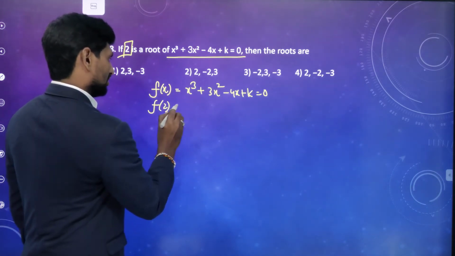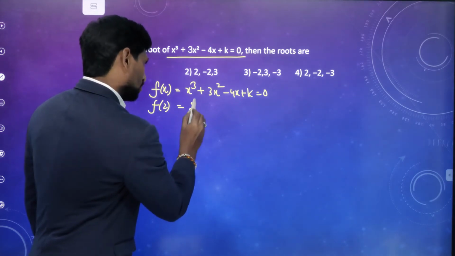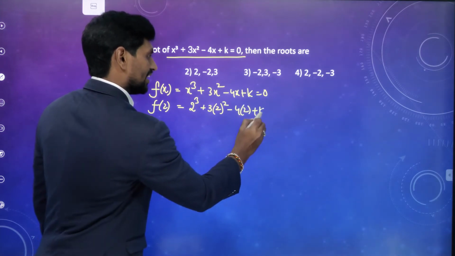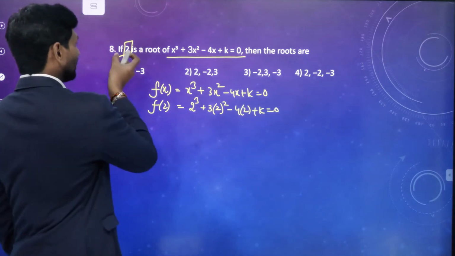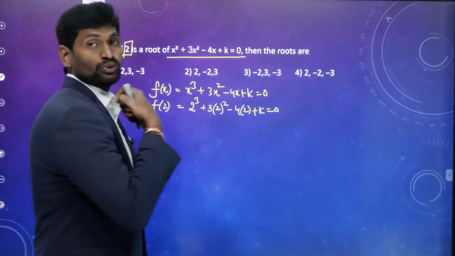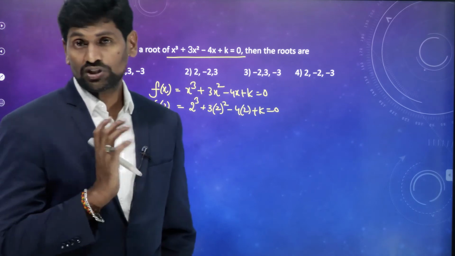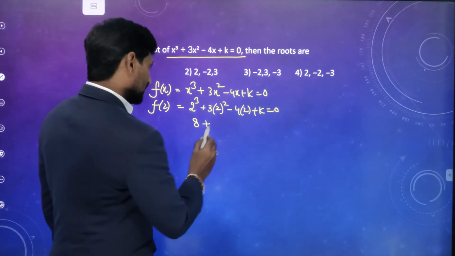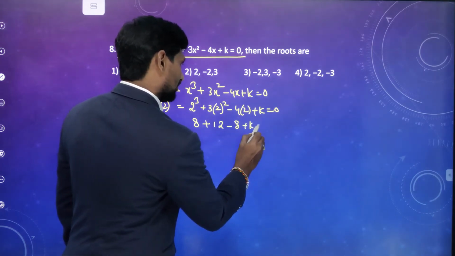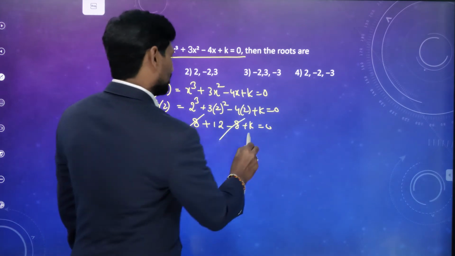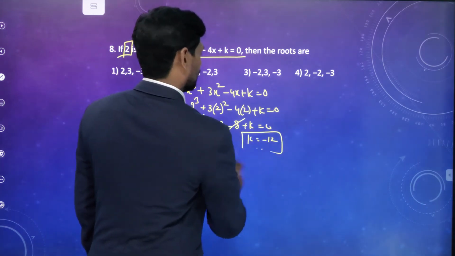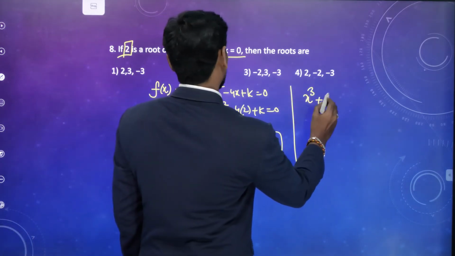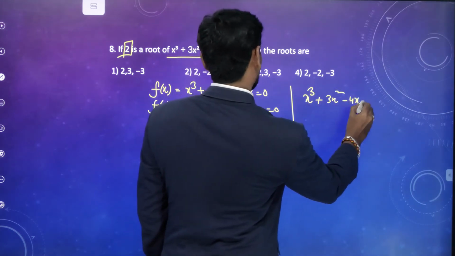So f of 2 equals 2 cube plus 3 into 2 square minus 4 into 2 plus k equal to 0. Because whenever it is given that 2 is a root, the answer when you substitute the 2 value in the given polynomial will become 0. So that's why I have taken 0 here. 2 cube value 8 plus 2 square 4, 4 3s are 12, minus 8 plus k equals 0. Minus 8 plus 8 cancel, k value is minus 12.